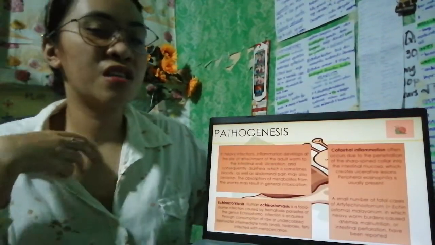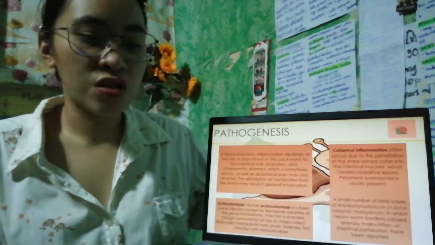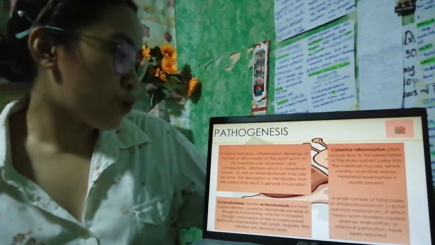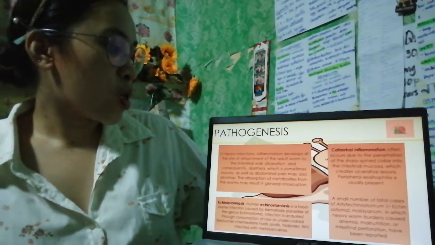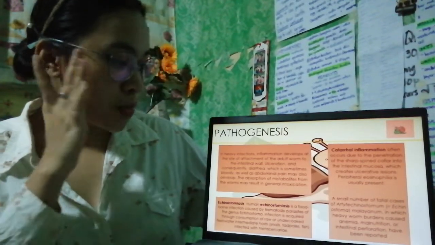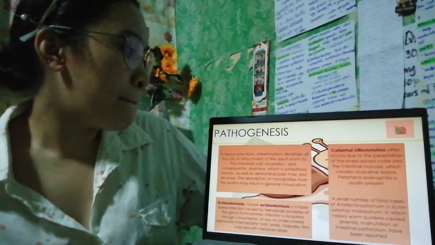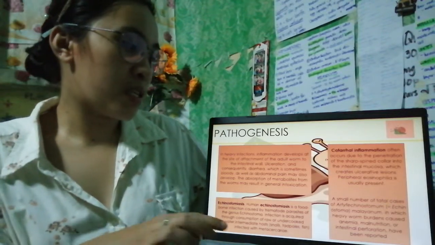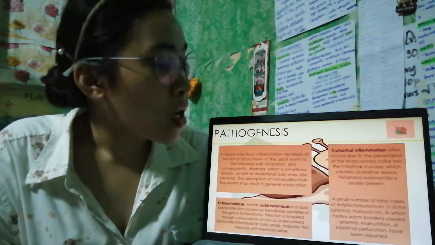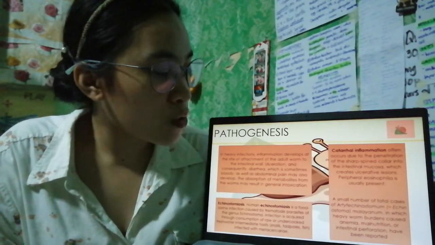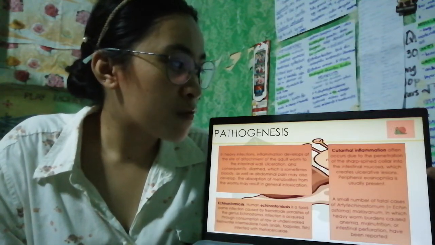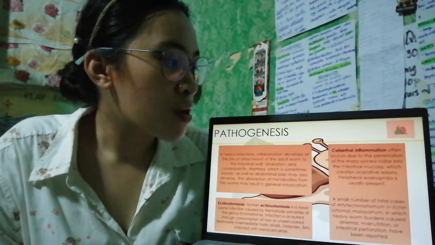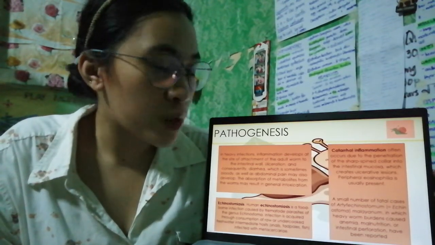Pathogenesis of these parasites: in heavy infections, inflammation develops at the site of attachment of the adult worm to the intestinal wall. Ulceration and consequently diarrhea, which is sometimes bloody, as well as abdominal pain may also develop. Absorption of metabolites from the worms may result in general intoxication. Catarrhal inflammation often occurs due to the penetration of the sharp-spined collar into the intestinal mucosa, which creates ulcerative lesions. Peripheral eosinophilia is usually present.